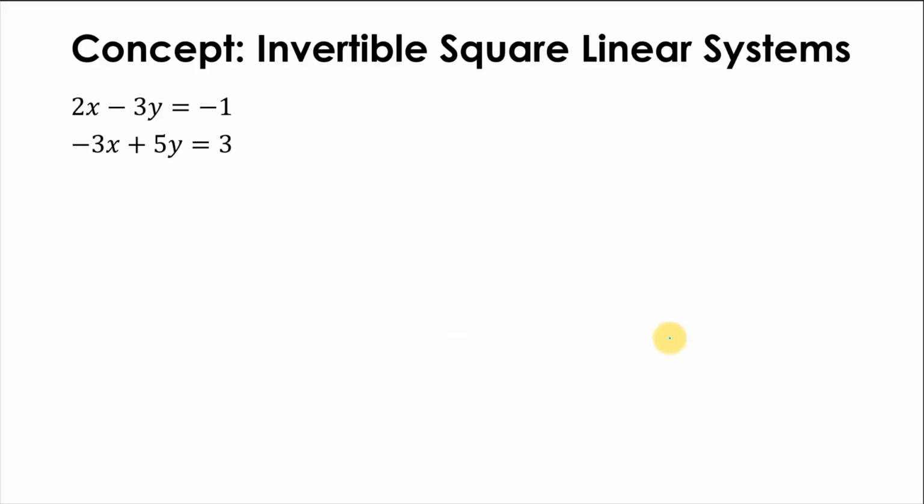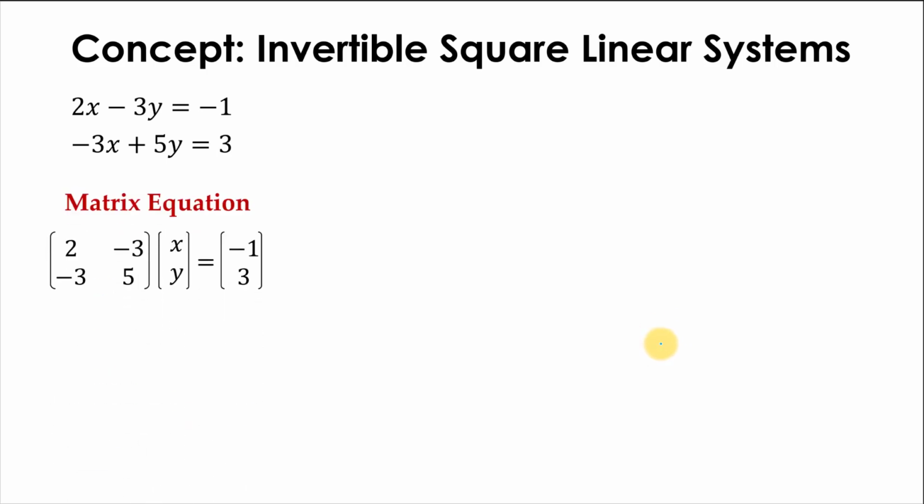If I have a system of equations like you see here, we can write this in a matrix equation, which we've seen before, and that's going to look something like this. We call this AX equals B, where A is our coefficient matrix, X is our variables, and B are our constants. Now we're all in matrix form.